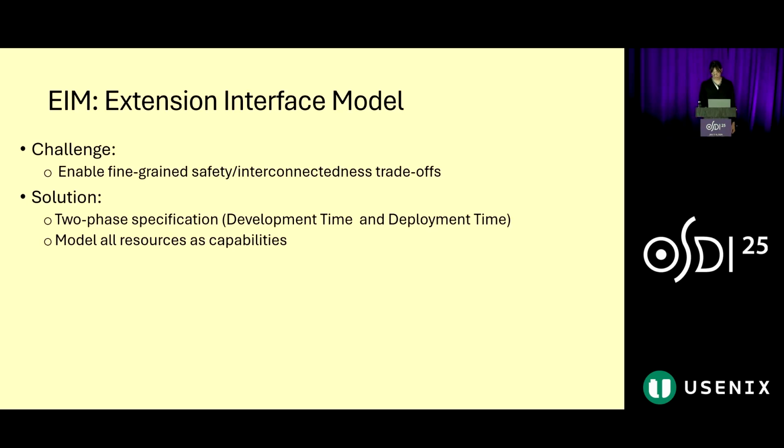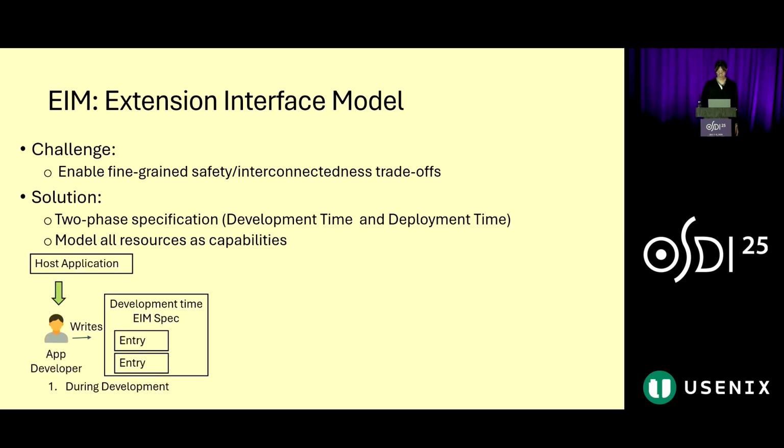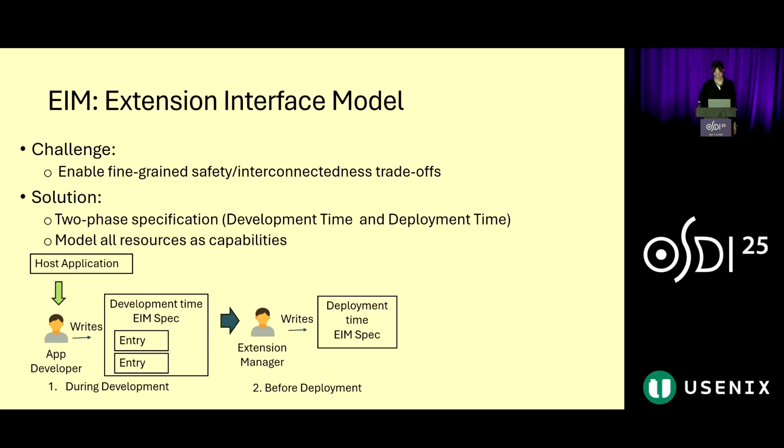EIM's tool for this challenge is a two-phase specification. We model all the resources as capabilities and split the process into the development phase and the deployment phase. It works like this. During development, the application developer, who understands the host application's internal details, defines the possible interaction points for the extensions. They create a development-time EIM spec, which lists all functions an extension could call or data it could access.